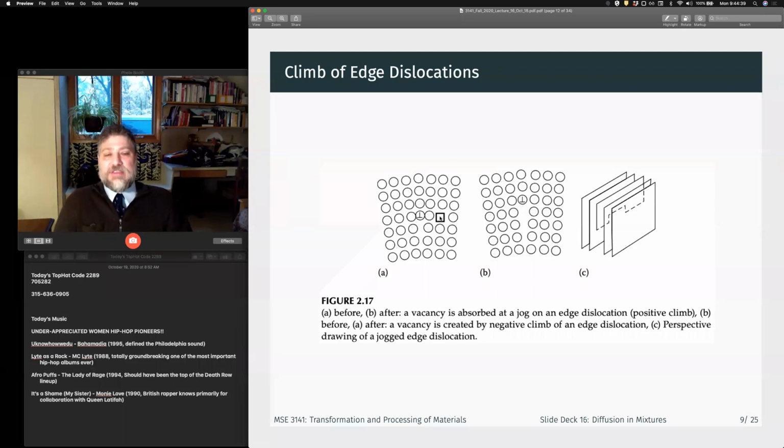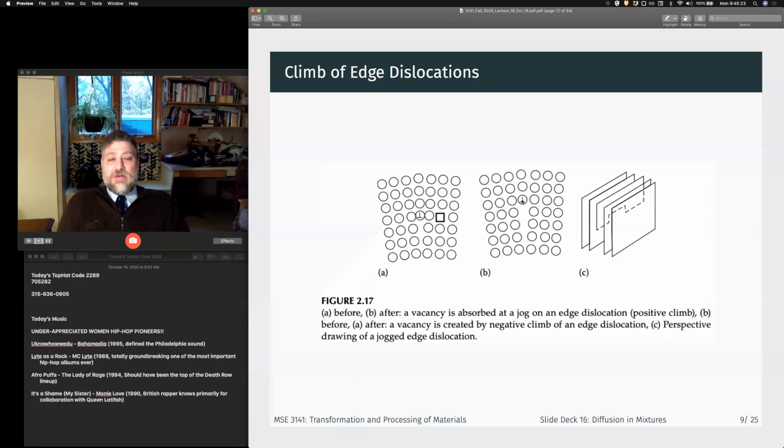Essentially, if this is a vacancy, this atom can hop here, this vacancy can hop here, and then we have another hop. This atom can hop, and the vacancy moves here. And now this plane has shrunk by 1 atom, and my dislocation line is now in this, becomes my slip plane rather than this, right? So by climb, I've eliminated this vacancy, and I've moved my dislocation line up 1 slip plane.